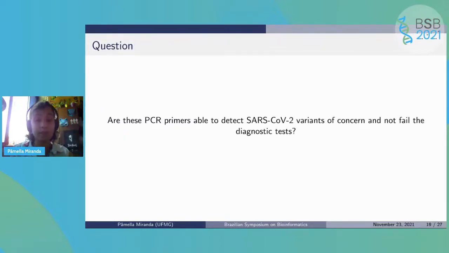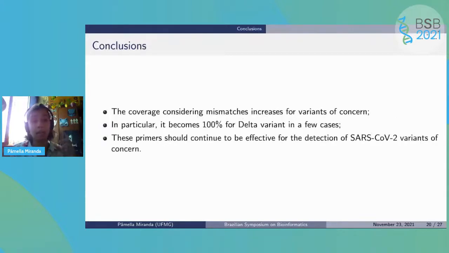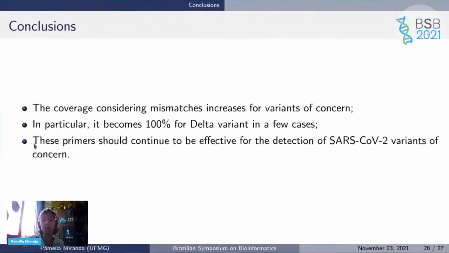So we can answer our question. When we consider the mismatches, the coverage increases for all variants of concern, alpha, beta, gamma, and delta, but especially for the delta variant, where we have a few cases of 100%. So from this, we suggest these primers should continue to be effective to detect SARS-CoV-2 variants of concern.